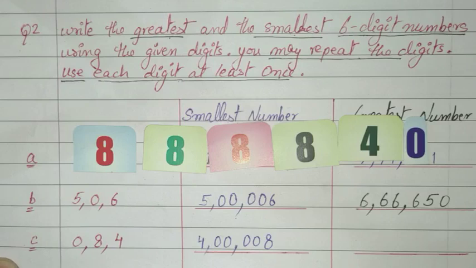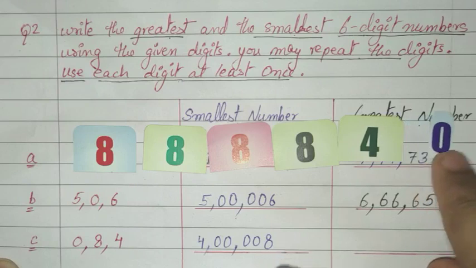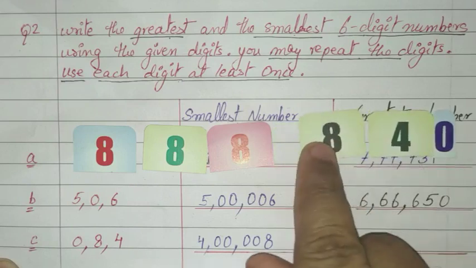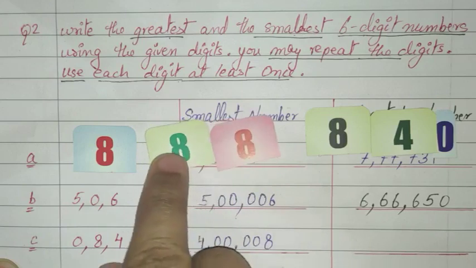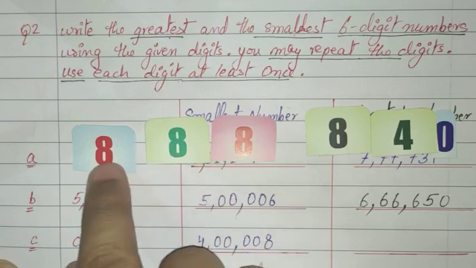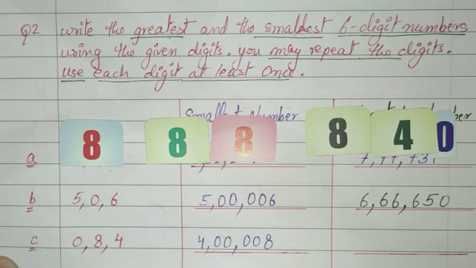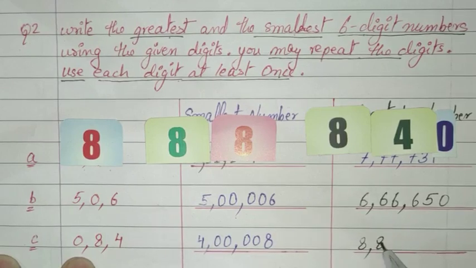Now put commas to separate periods: ones, tens, 100. Ones period is separated. Then we have 1000, 10,000. Thousand period is separated, then we have lakhs period. So our digits to form 6-digit number is 8, 8, 8, 8, 4, 0.